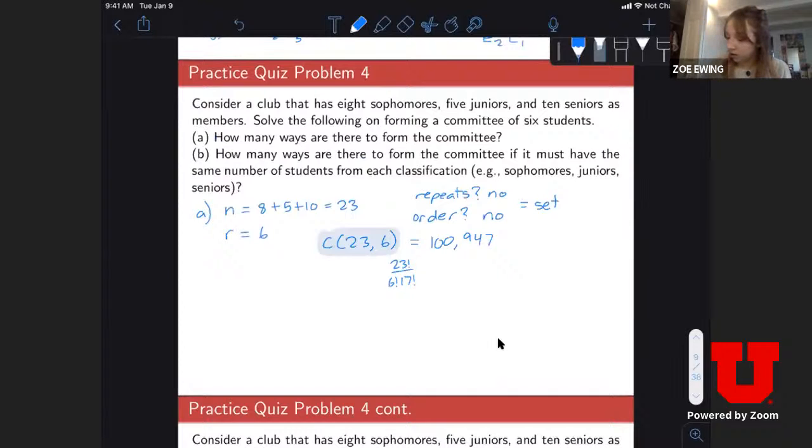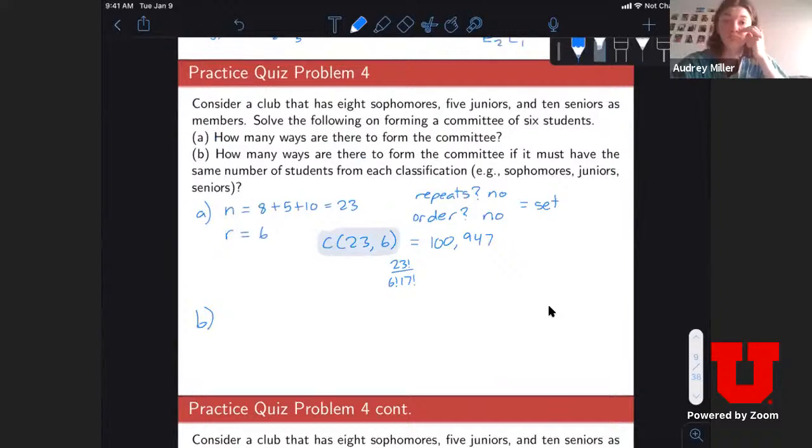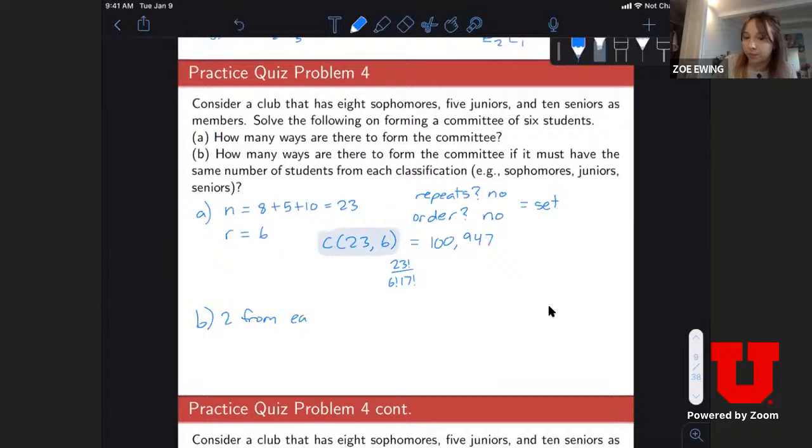Okay, now part B. How many ways are there to form the committee if it must have the same number of students from each classification? If we have the same number of students from each grade, and we have 6 students, then how many can we have from each grade? 2. Yeah. 2 from each grade.